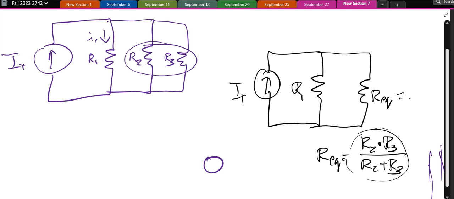So that is voltage division and current division, and that's it for now.